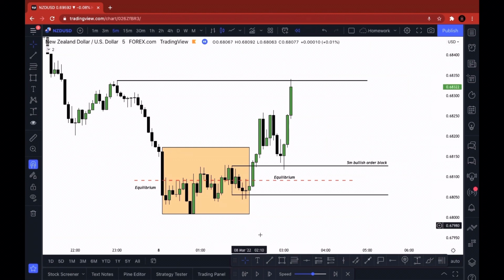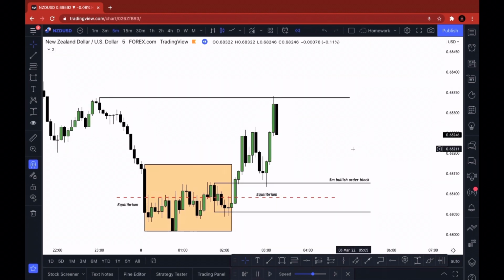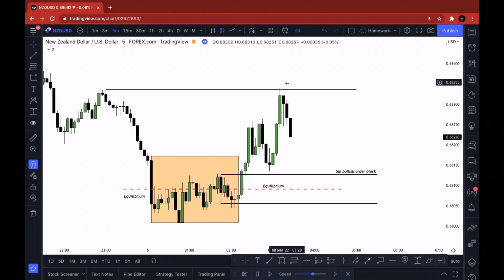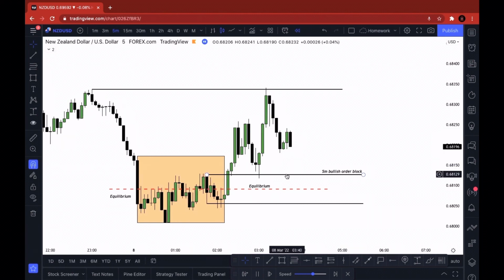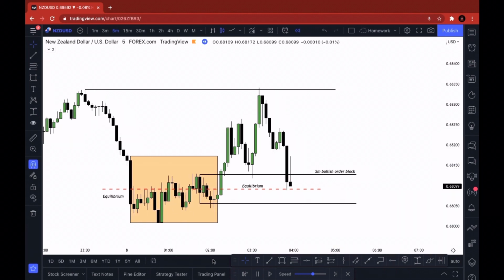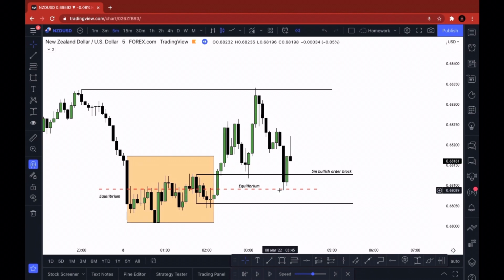Now, after this, if you play it out, you can see price gets above that high and does what? Comes back down again. And what does it test? Equilibrium. Another sensitive price point. But it's still testing what? This 5-minute bullish order block. You press play.